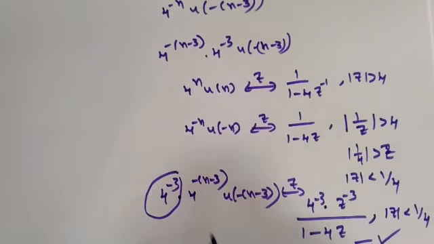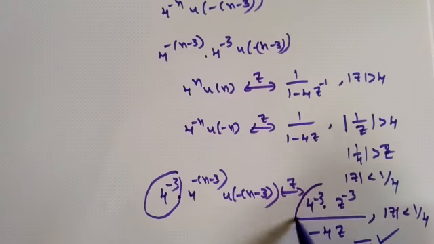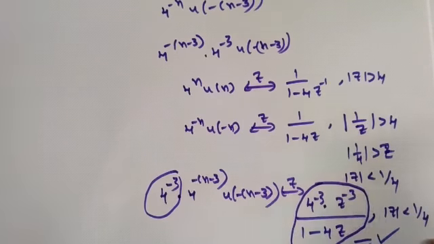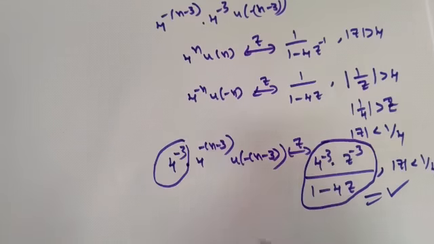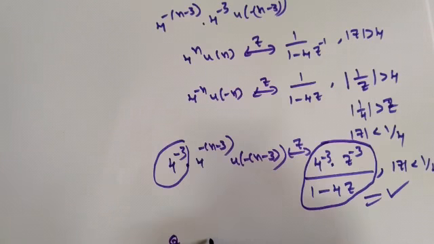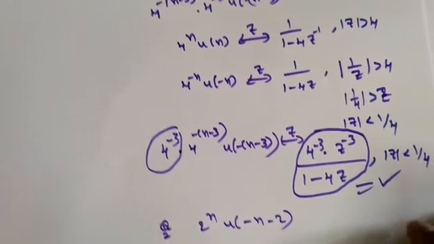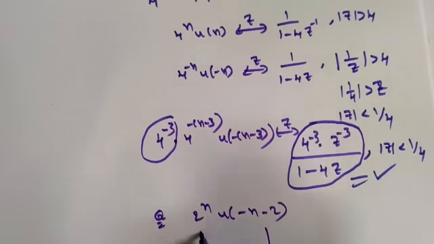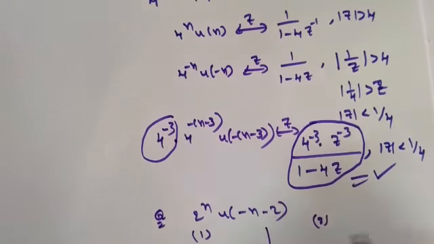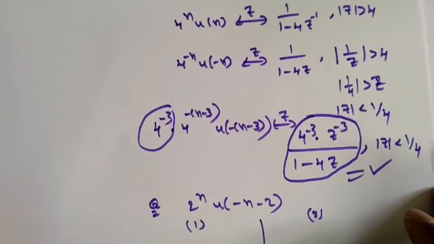See here, for the first method or second method, we got the same answer. Right? So that's why it's very important. Now you try this one, the question. So maybe 2 power n u of minus n minus 2. Right? So go with the two procedures, one procedure, second procedure, and see whether you are getting the same answer or not. Right?